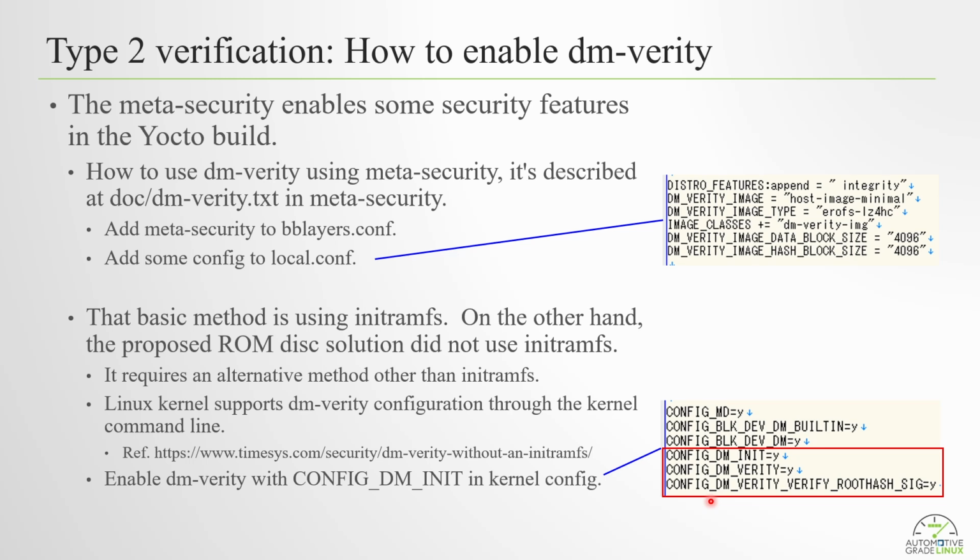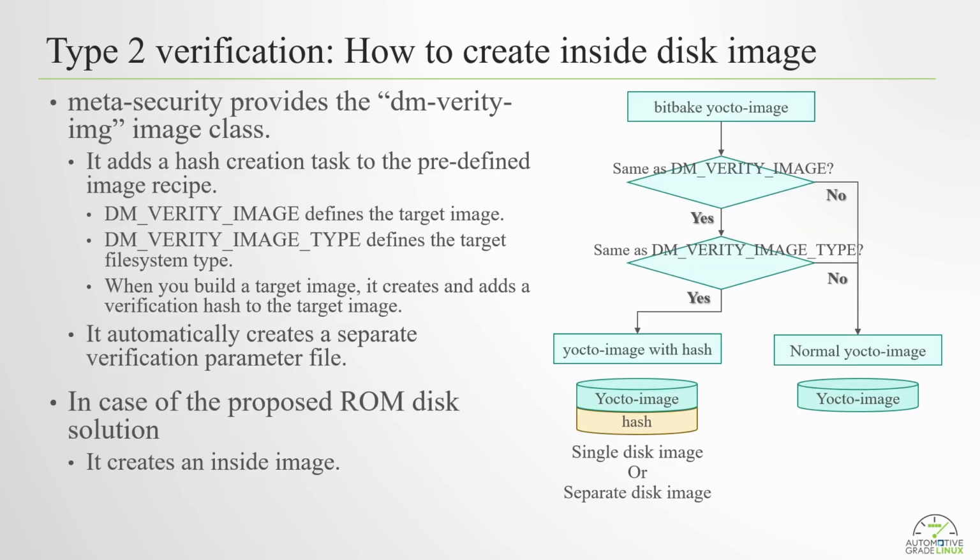And I enable dm-verity with CONFIG_DM_INIT in the kernel config. This one. Meta-security provides the dm-verity image class. It adds the hash creation task to the predefined image recipe. DM_VERITY_IMAGES defines the target images. It uses this line. DM_VERITY_IMAGE_TYPE defines the target file system type. It uses this one.